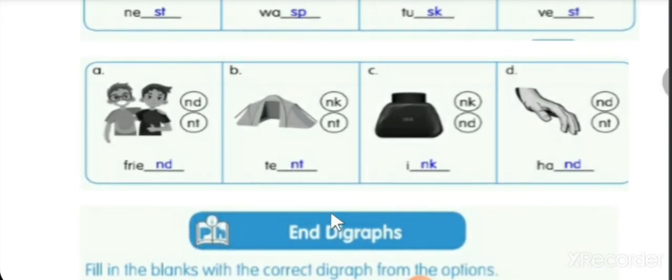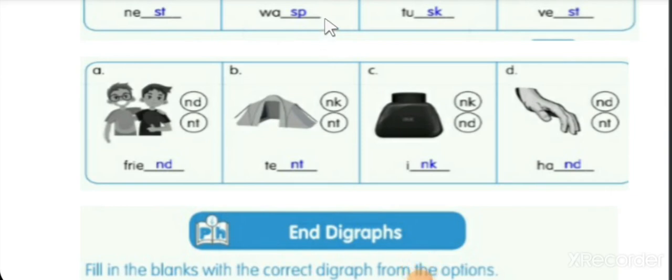Then there is a picture of two friends. So friend. Here at the end the sound is nd. So we will use the nd blend and write friend. N, T, tent.